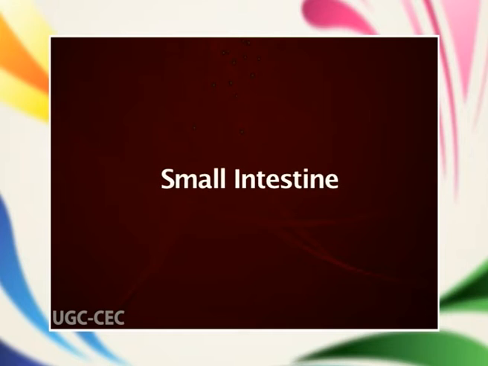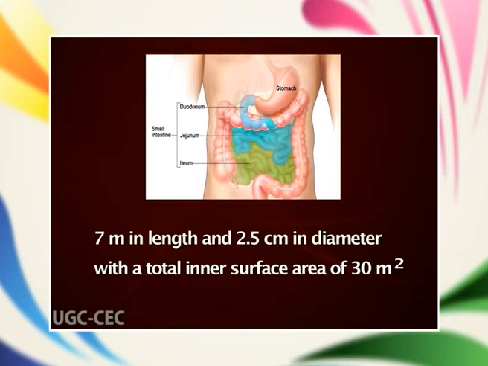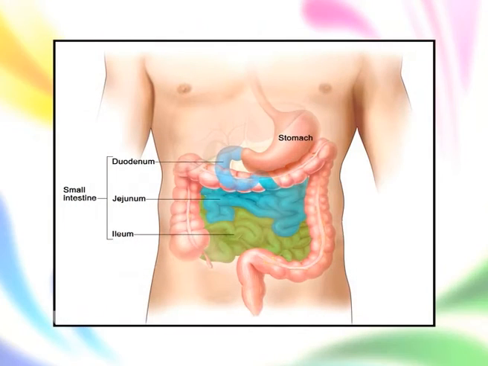Next is the small intestine. It is a tube which is 7 meter in length and 2.5 centimeter in diameter with a total inner surface area of 30 meters square. It is divided into 3 sections: duodenum, jejunum and ileum. The enzymes from the pancreas and liver are dumped here to help digestion.